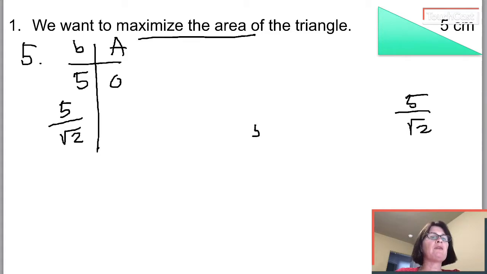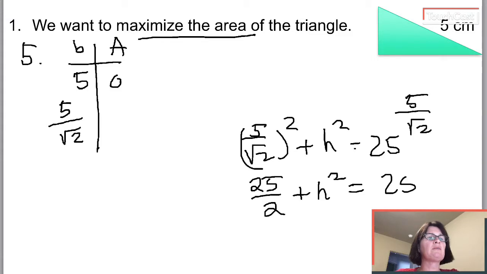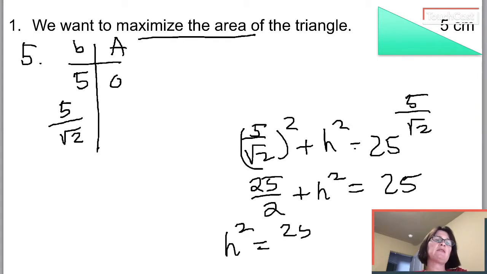So I know 5 over the square root of 2, squared, plus h squared is going to be 25. It's going to be 25 over 2 plus h squared is 25. I'm going to subtract 25 halves from both sides. I'm going to get h squared is 25 halves. And in this scenario, h as well as b would be 5 over the square root of 2.